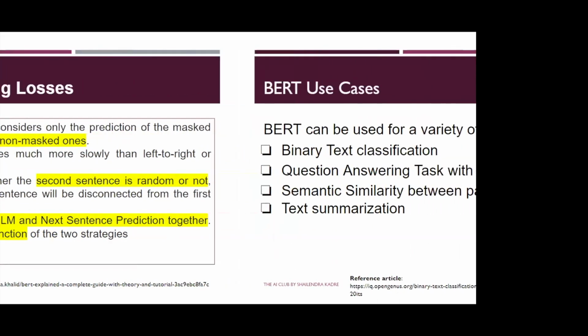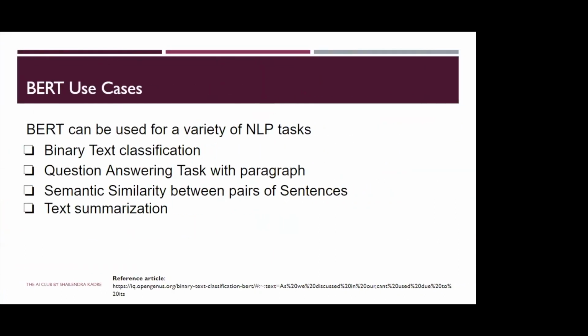Yeah. So coming to BERT use cases. What are the scenarios in which BERT is most widely used? First is binary text classification. If you see the process of masked LM, you can see that the whole process is actually similar to binary text classification. It can generate probabilities for each and every word, whether a word fits there or not, and it can reduce probabilities for that.